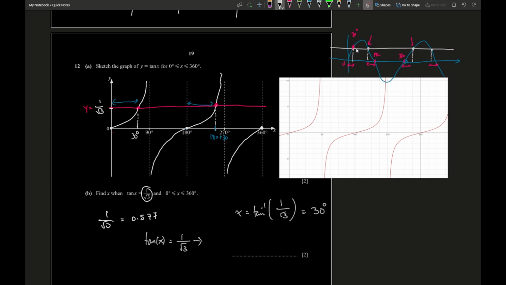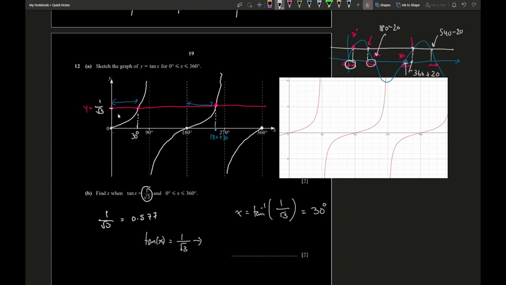Since this distance is 20 degrees from the origin, this point will be 180 minus 20, because literally this distance is the same as this distance. And the distance of this point from the origin will be 360 plus 20. And this one will be 540 minus 20, which is 520. It's very simple. Back to the question.